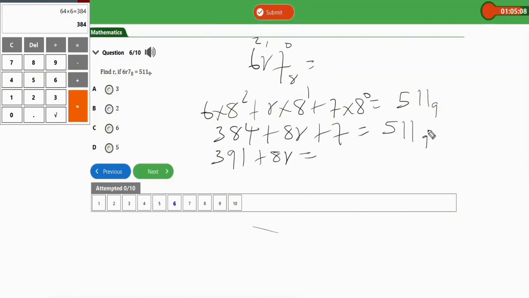511 base 9. So let's convert this 511 base 9 to base 10, so that everything you're working with is in base 10. So 511 base 9 to base 10 will give us, we have 0, 1, 2.